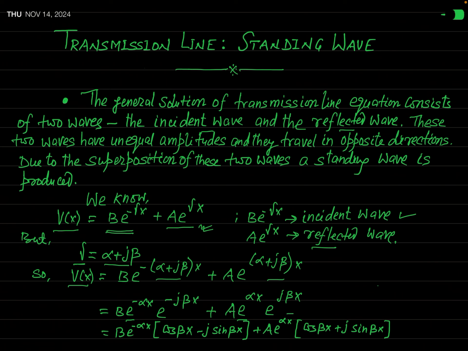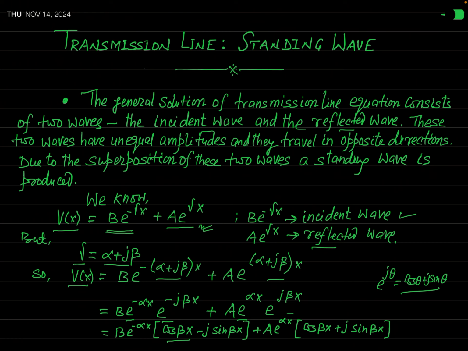Now e to the power j theta, here j stands for iota, this is for imaginary, and e to the power j theta is equal to cos theta plus j sin theta. So utilizing this very formula, for this e to the power minus j beta x, you may write cos minus beta x plus j times sin minus beta x.